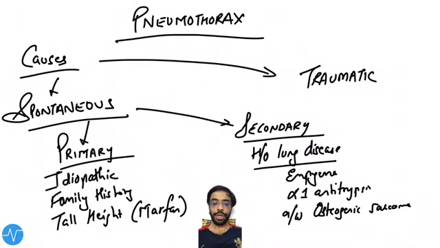Now we'll study pneumothorax. Pneumothorax means air in the pleural cavity. What are the causes? It can be either spontaneous or traumatic. Trauma history will be there, therefore traumatic. No history, then spontaneous. In spontaneous, it can be either primary, meaning no cause, or secondary due to any history of lung disease like empyema, alpha-1 antitrypsin deficiency, or osteogenic sarcoma. If there is no cause, it is primary, seen in tall height, Marfan syndrome, family history, or idiopathic causes.